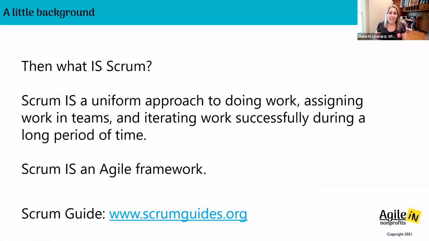So the Scrum guide, it's like the rule book. It's 13 pages. It's a PDF. You can download it for free online in numerous languages. You'll find it at scrumguides.org. So it's a good way to have it on hand or download it to your computer, and you will know all the rules of Scrum.